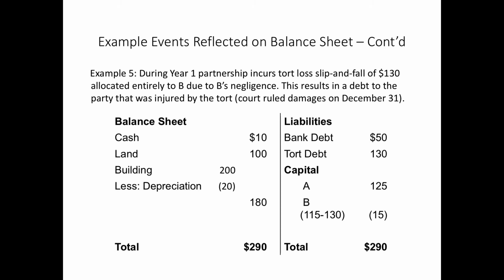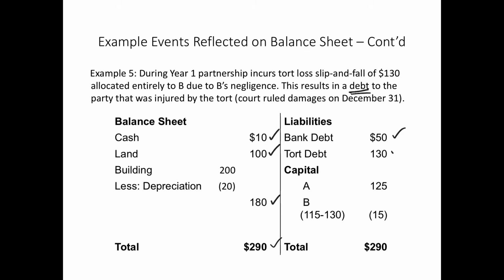This results in a debt to the party that was injured by the tort because we don't have any cash, right? We just paid out the distribution, and the court ruled the damages on December 31st, maybe after the payment for the distribution was made. So going back to our balance sheet, cash has not changed because we're just taking on a debt. Land has not changed. Book value of building stays the same. That leaves us with a total of $290. We still have our $50 that we owe the bank from example 4, taking out $50 of cash so we could borrow, so we could pay out $200 to A.